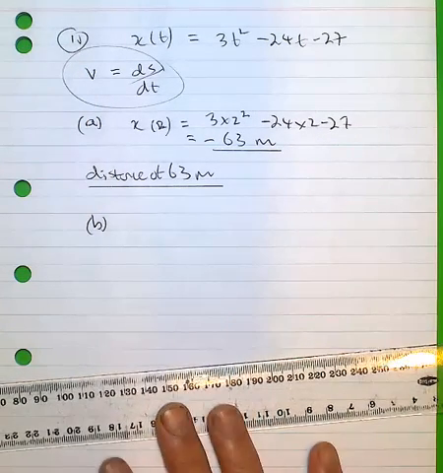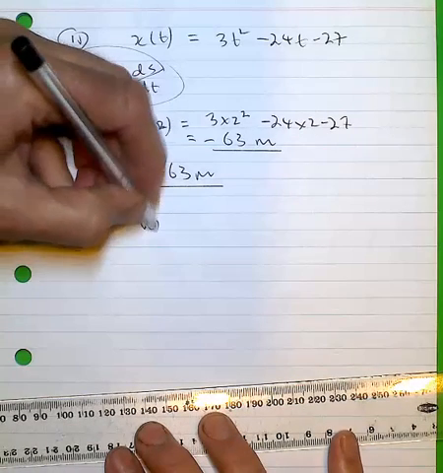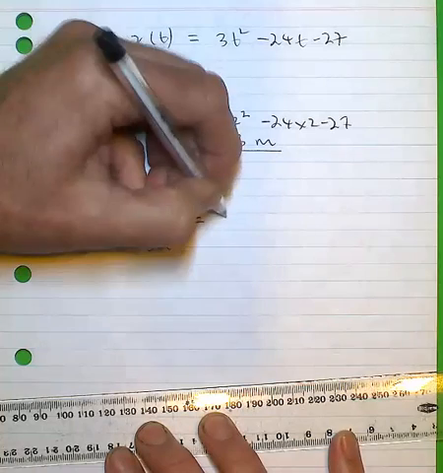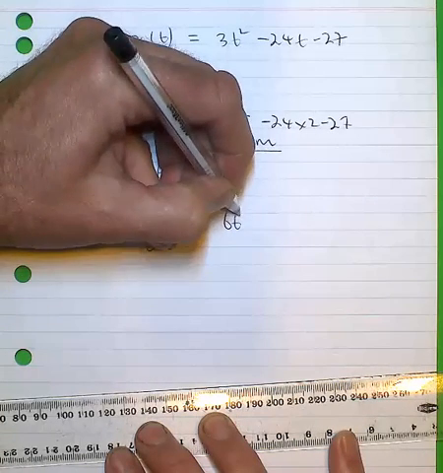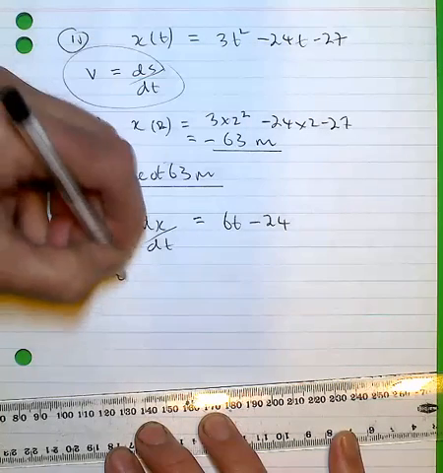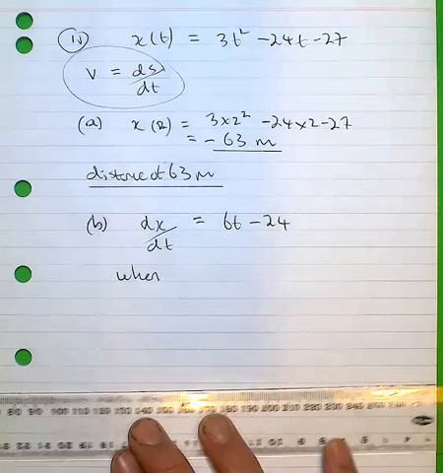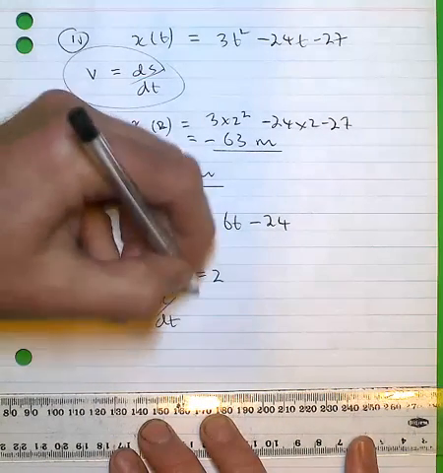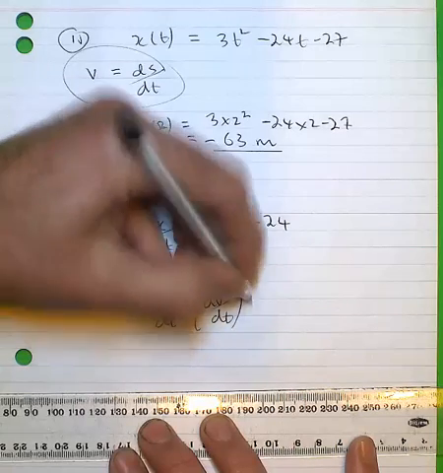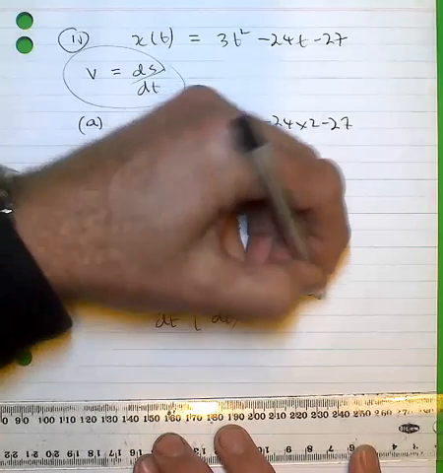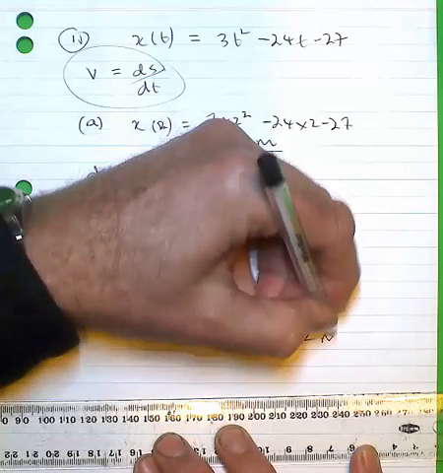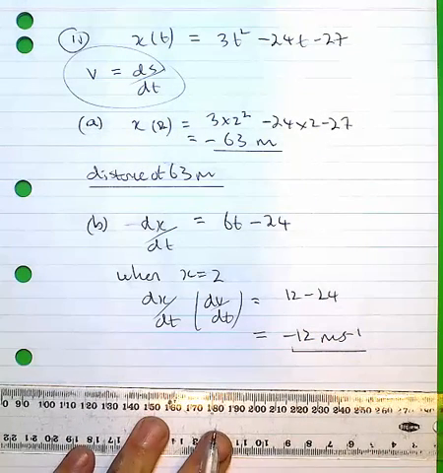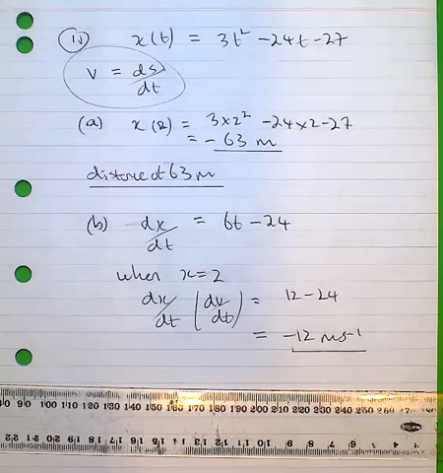Now the speed of the particle after 2 seconds. I need a velocity function, which is the derivative of the displacement. So in this case, when t is equal to 2, dx/dt, I like calling it dv over dt, is going to be 12, take 24, which is negative 12 metres per second. So 12 metres per second towards the left, if you like, for speed.